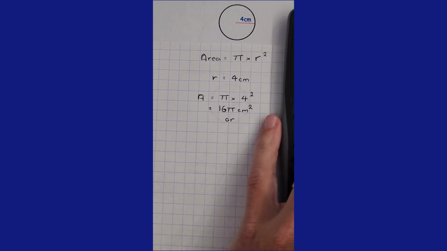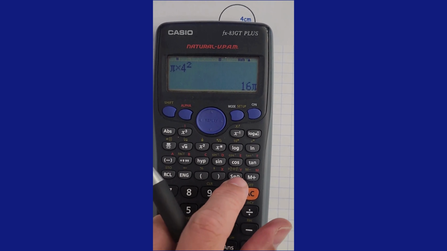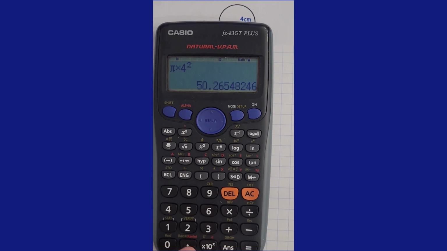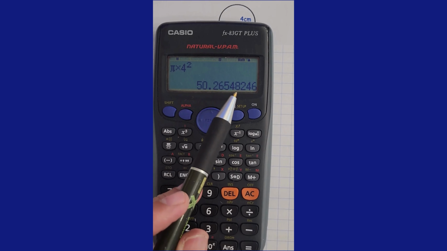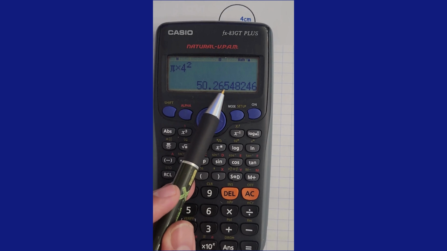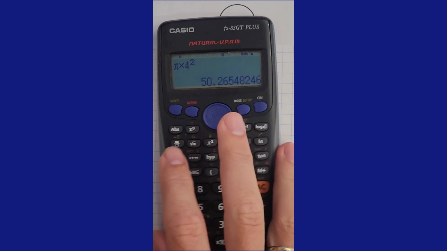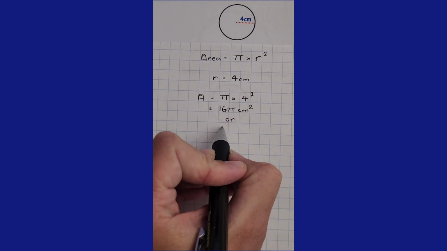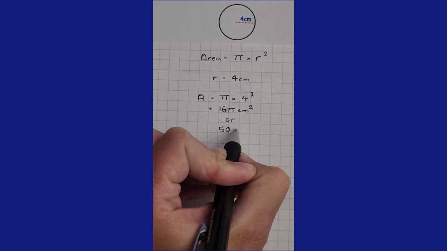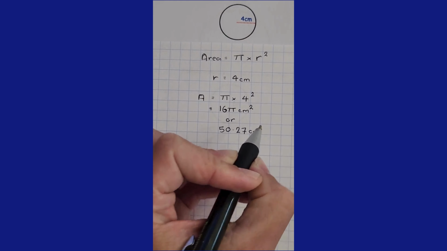Or it may want my answer as a decimal. It's calculator paper, it normally would. And again, to convert it into a decimal, I'm going to press this button. You often get lots of decimal places. So again, unless it's specified, I would go to 2 decimal places. So I'm going to look at the 6, because that's the second decimal place. What does the 5 do to the 6? Well, it rounds it up. So the 6 becomes a 7. So I would write 50.27 and always put my units of centimeters squared.